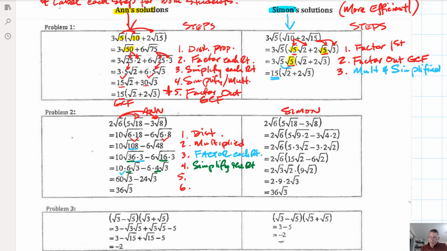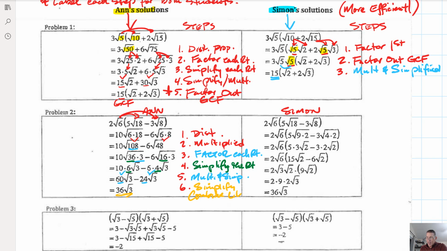And then what happens here? Well, 6 times 10 is 60. 6 times 4 is 24. So she multiplied and simplified. And then right here, if you have 60 root 3's minus 24 root 3's, you have 36 root 3's remaining. So you simplify, or you combine roots.